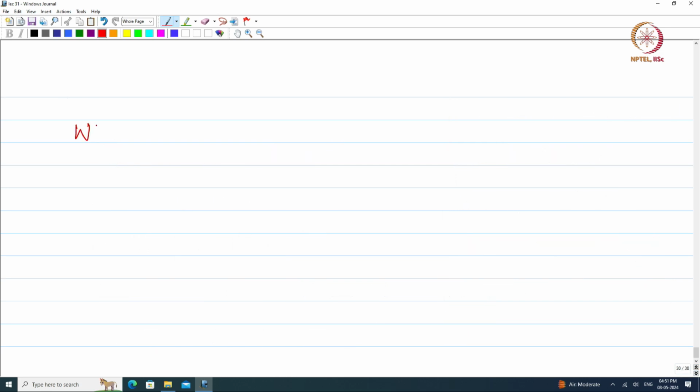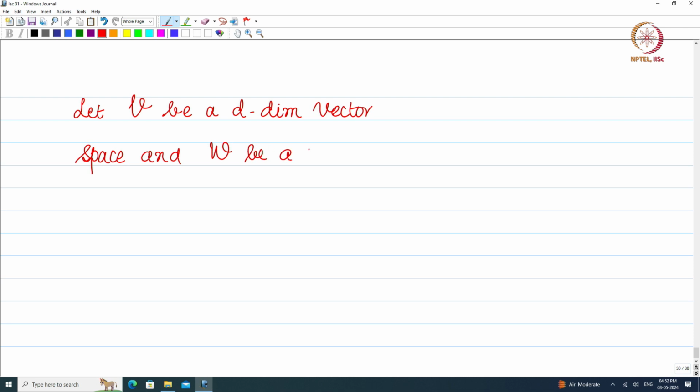So, W perpendicular, let us write this for, let V be a D dimensional vector space, and W be a k dimensional subspace of V.